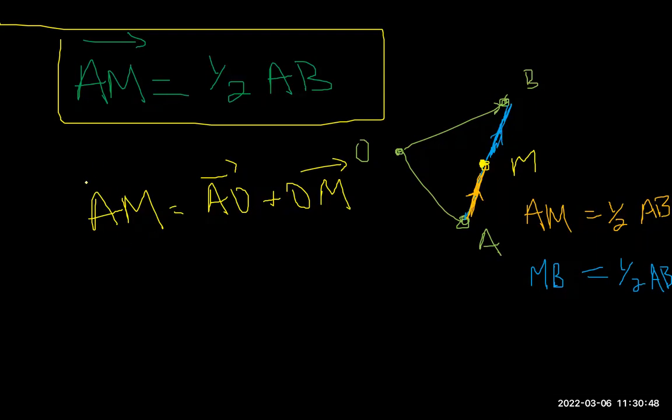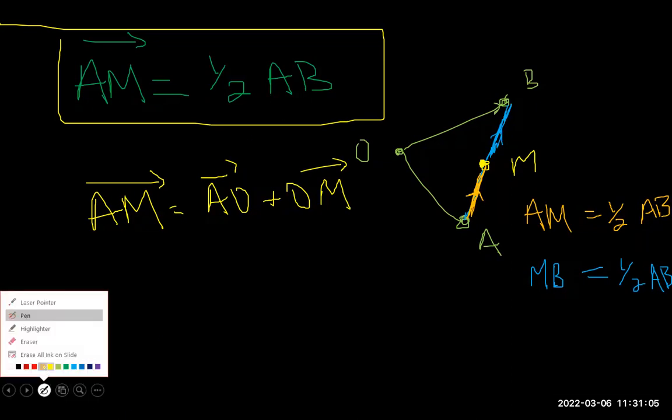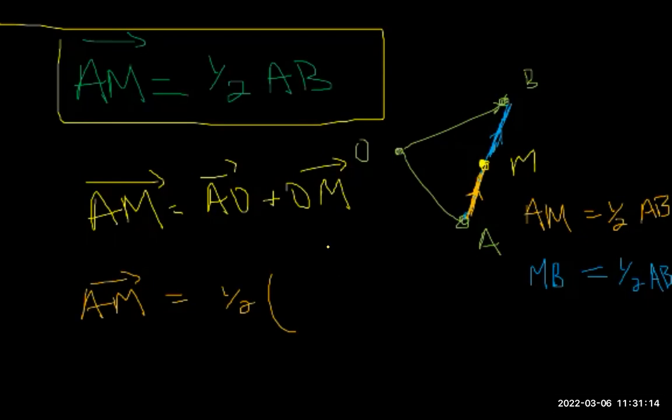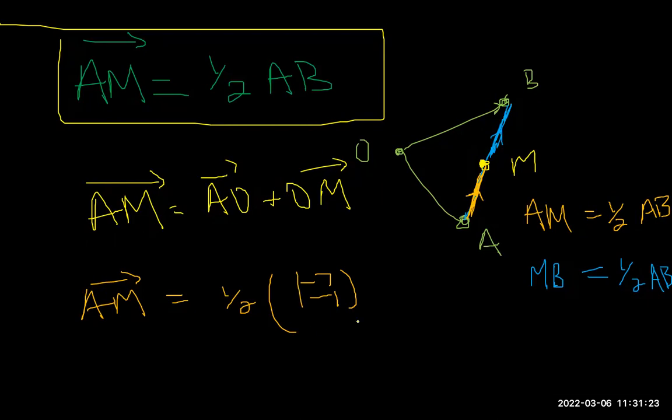Same thing here. I want to find AM. I have information about AM. So what am I going to do? AM is a half AB. I know the vector OA, I know the vector OB, and therefore I could find the vector AB. AM is a half of minus OA plus OB. So I'm not going to write it out, right? So it's minus OA plus OB, what we were doing before. So that's minus 7, minus 1, plus 3, 4. So this is minus OA and this is OB.